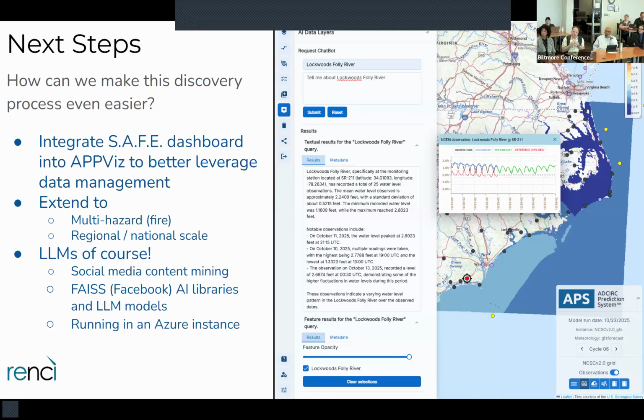The question asked here was, tell me about Lockwood Folly River. Lockwood Folly River is actually down here. At the moment, there's no real weather out there that's of any concern. There is a tropical system that might develop, but activity is very low. So it just says the water level is 2.8 feet. That doesn't really ring a bell or cause any alarm.